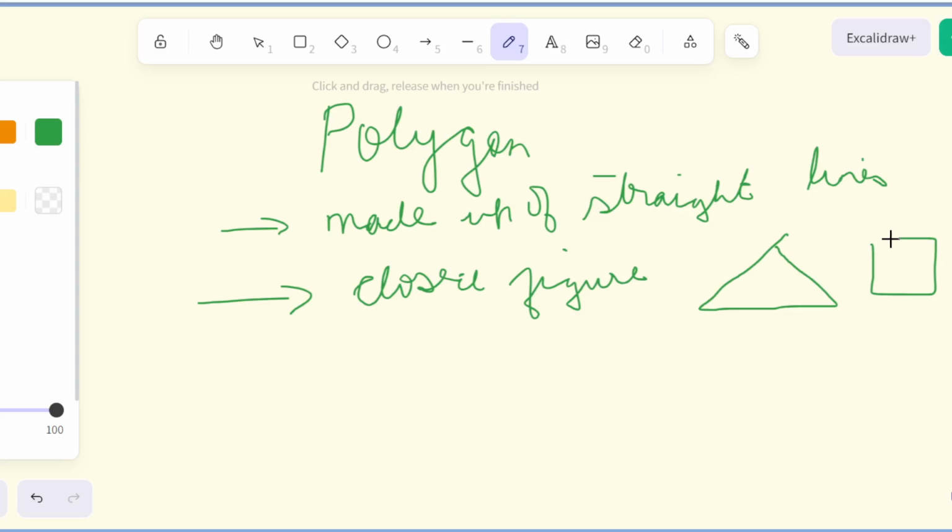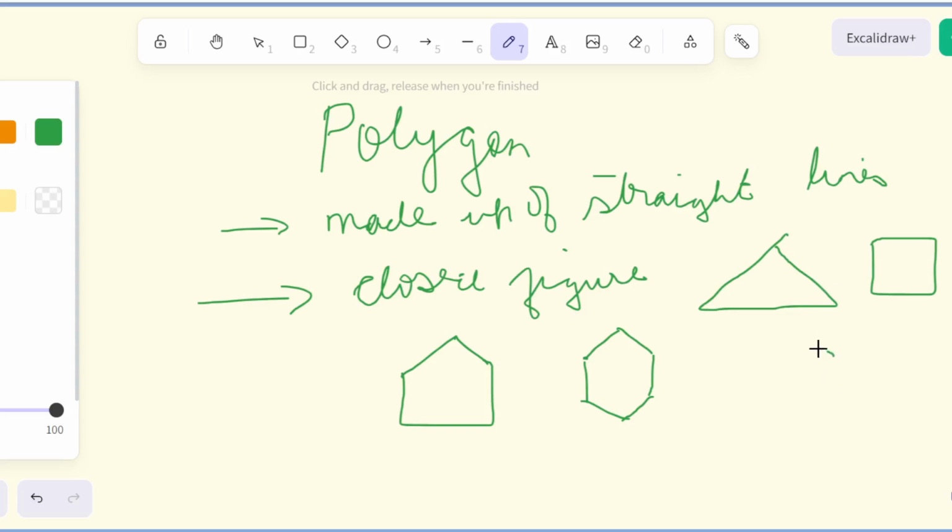A square, a pentagon, right? All those shapes are made up of straight lines. You can also take a hexagon made up of 6 lines. It should be closed. If it is not closed, then it's not a polygon.